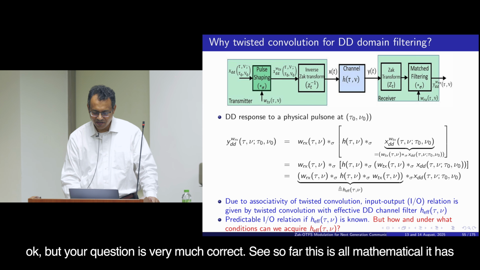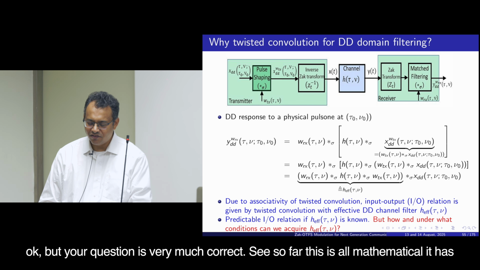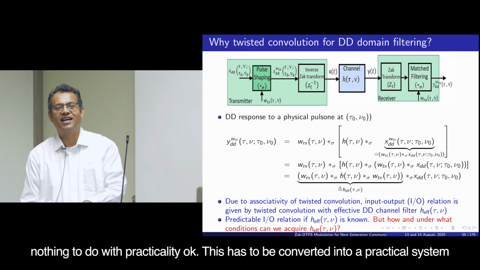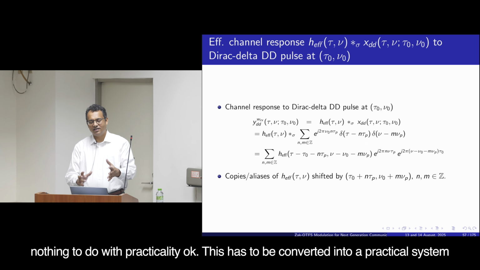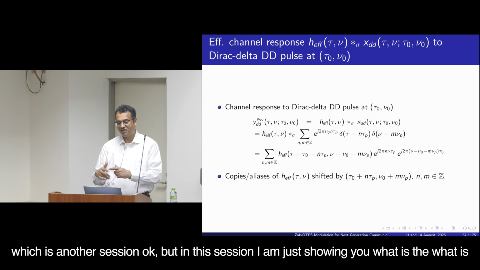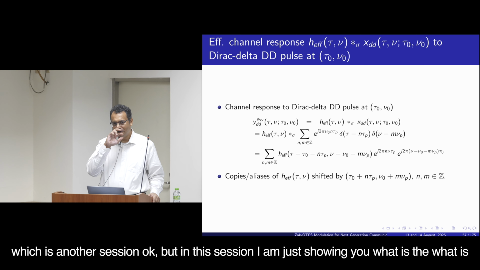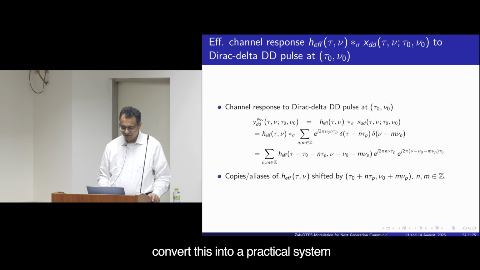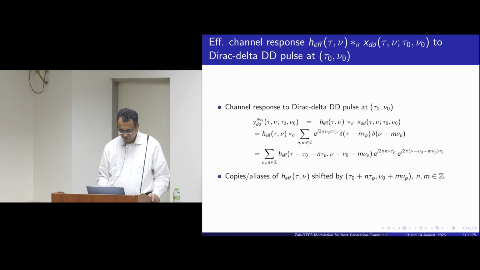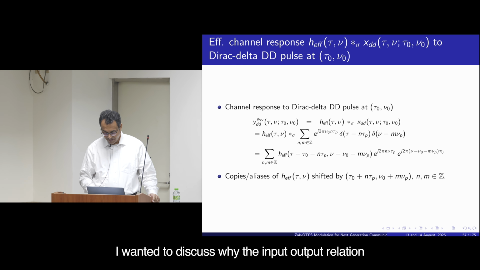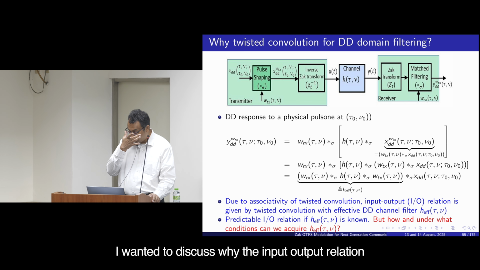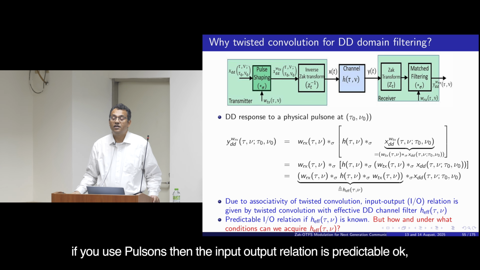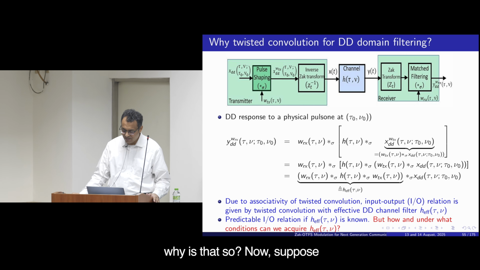But your question is very much correct. See, so far this is all mathematical, it has nothing to do with practicality. Okay, this has to be converted into a practical system, which is another session. Okay, but in this session I am just showing you what's the real math behind it, and then we'll later see how to convert this into a practical system. Okay. Okay, I wanted to discuss why the input output relation, if you use pulsons, is predictable. Okay, why is that so? Okay.